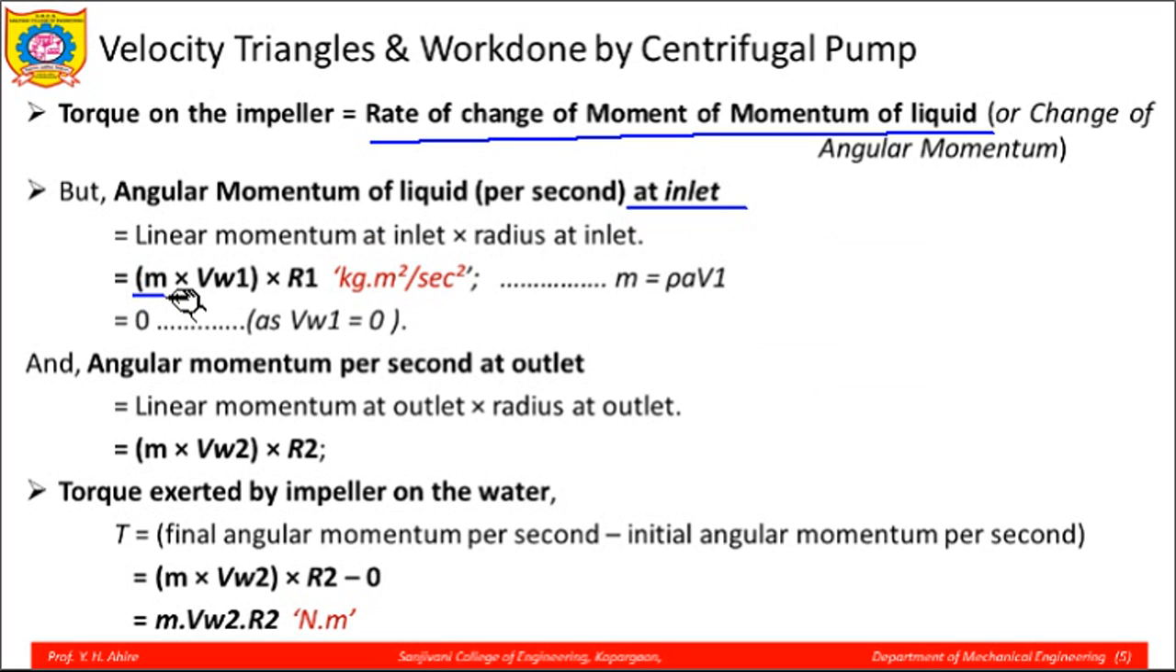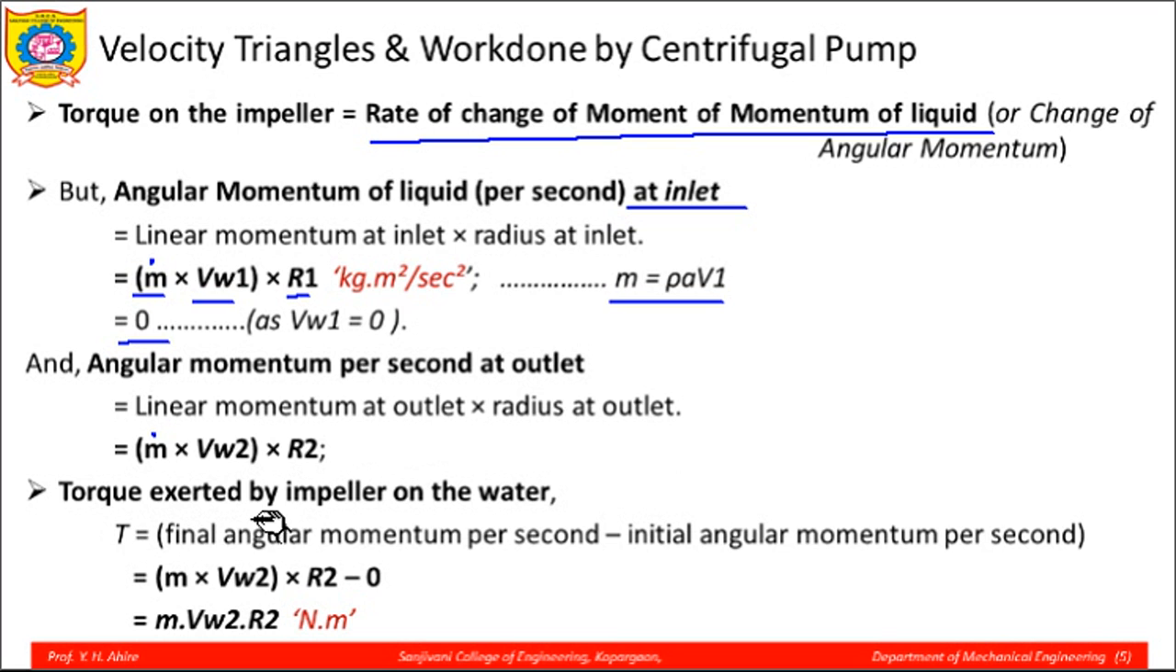Linear momentum is the product of mass flow rate, so this is m dot, mass flow rate, into whirl velocity at inlet, VW1, right? Why whirl velocity? Because whirl velocity is the tangential component of V1. So m dot into VW1 gives you linear momentum at inlet, into radius at inlet R1, right? Here mass flow rate is given by the formula rho a V1, because it is the case of a series of vanes, and since VW1 is 0, the angular momentum at inlet is equal to 0. Similarly, angular momentum per second at outlet is equal to linear momentum at outlet multiplied by radius at the outlet. So that is equal to m, mass flow rate, into VW2 into R2.